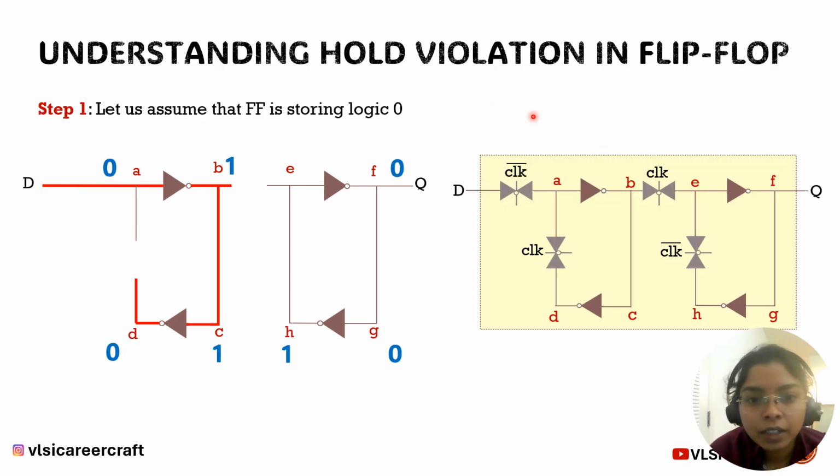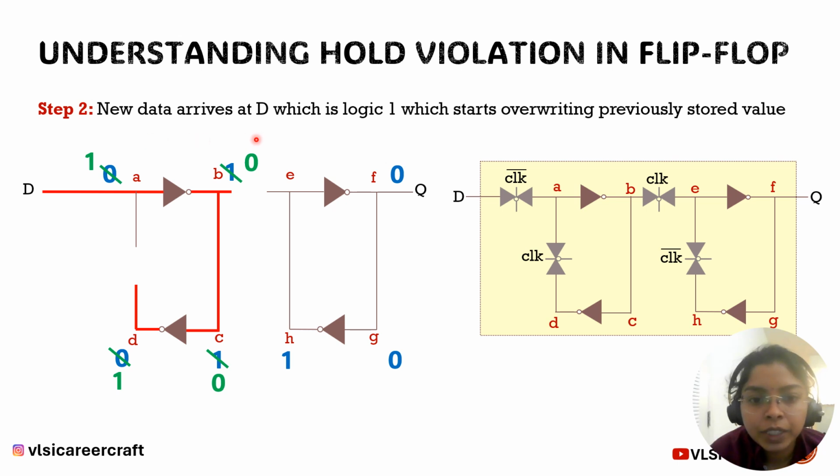So in the previous scenario, we have understood how setup violation occurs in a flip-flop and what setup time is. Now let's get into hold time violation. Let's consider another scenario where the flip-flop is storing logic 0, that is, the input is 0, so A is 0, B is 1, which is connected to the second inverter, which gives C as 1, and D will be 0. And it awaits the clock edge to arrive. Now let's say new data arrives at D, that is 1, which overrides the values at the A, B, C, and D nodes to opposite values.